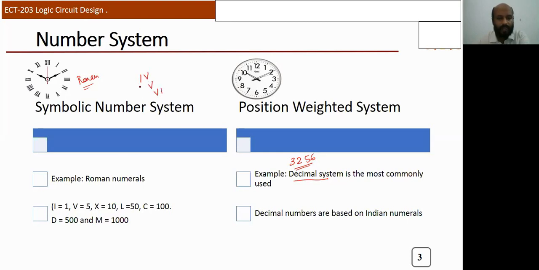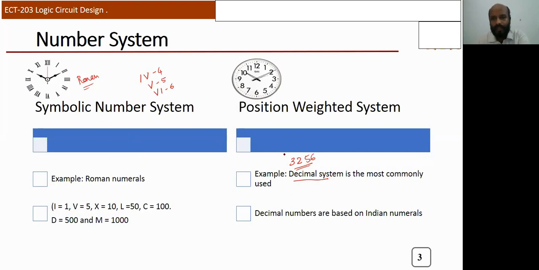If you look at these symbols themselves, 4 is represented by one symbol, 5 by another symbol, 6 by another symbol. For different numbers we use different symbols, so it's very difficult to remember all of them. That's why Roman numbers are not common nowadays, but decimal number systems are very common.